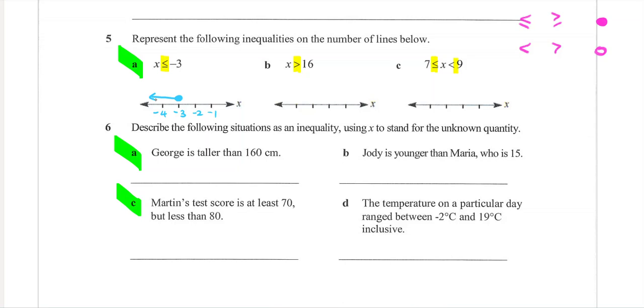The trick is, as long as the x is on the left-hand side, which this one is, the arrow is pointing that way, so that arrow is pointing that way. Whereas this one's a greater than sign.